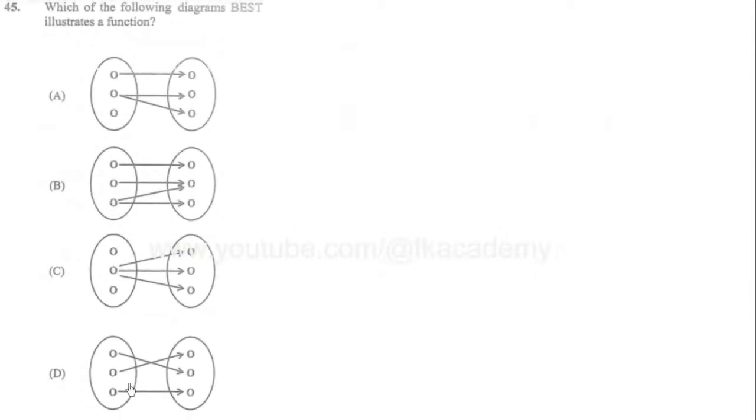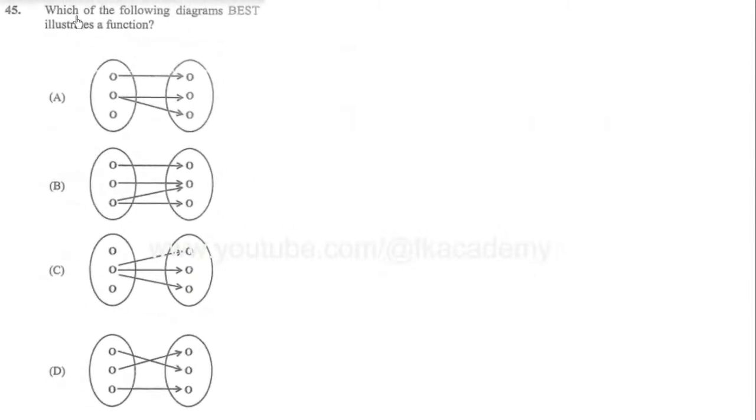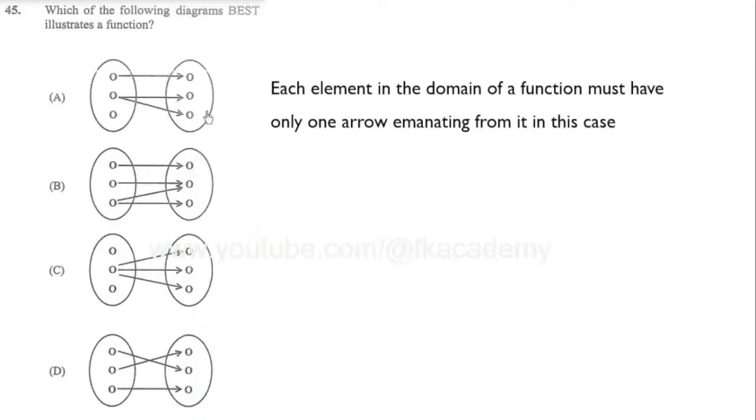Now let's proceed to this. Which of the following diagrams best explains a function? So for a function, we must have only one arrow coming out of the domain. So this is the domain, and this is the range, or this is the codomain. Now you can see this one, we have two arrows coming out of only one. So disqualified. Three arrows coming out of only one element, disqualified. One, one, one. So that will give you the correct choice.